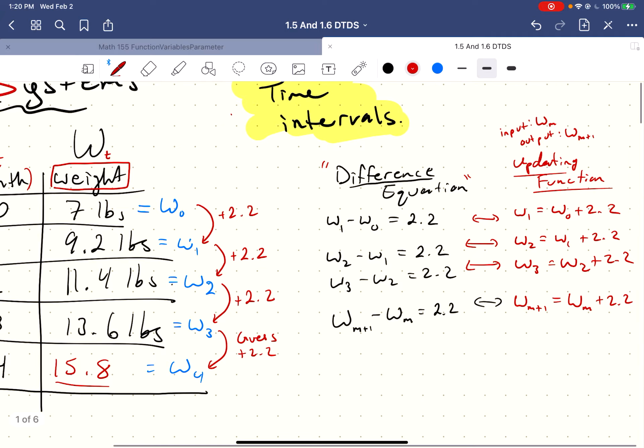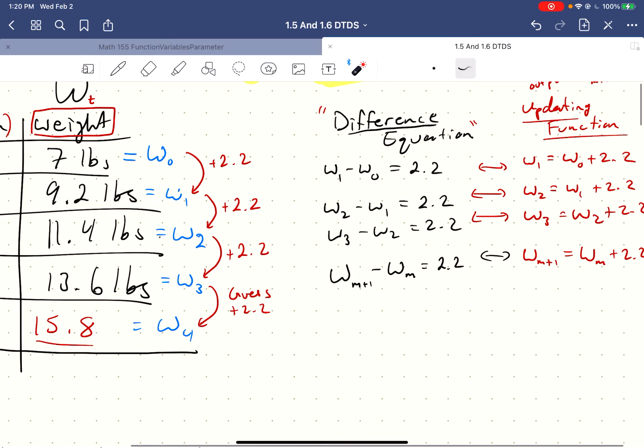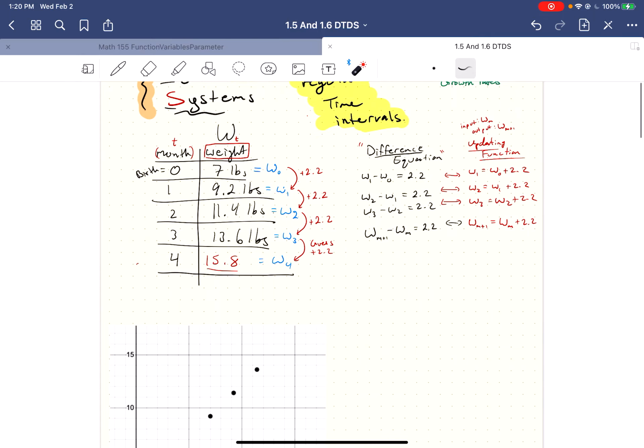So in other words, the updating function does not concern itself with the month data explicitly. The updating function is what happens where your input, for example, is this, and your output is the next value in the same column. In this case, it's the weight column. In general, it's whatever you're measuring. So let's go ahead and graph the updating function.